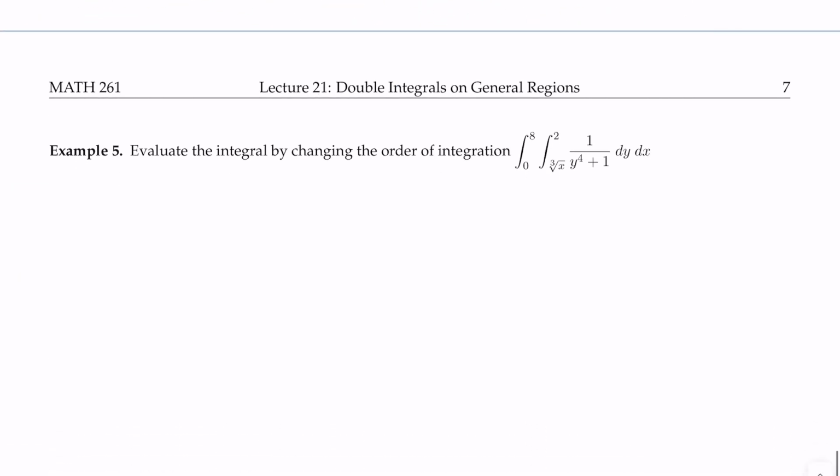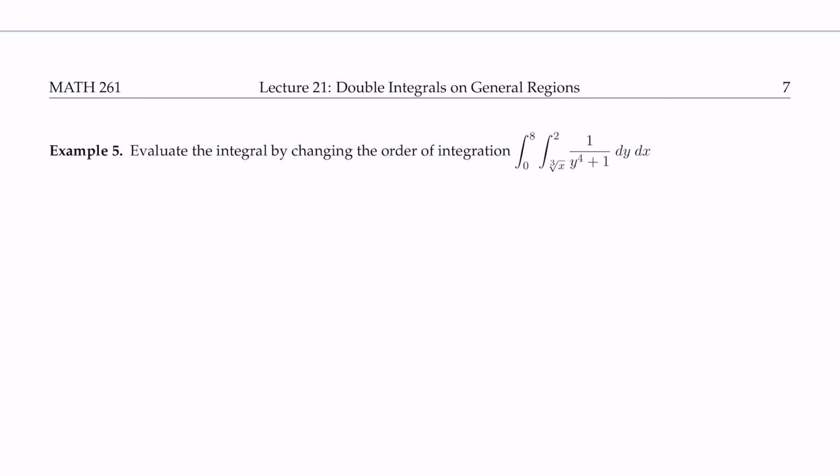Now we're going to move on to the last example of this lecture. In this example, we want to evaluate the integral by changing the order of integrations. So not only do we need to change the order of integration for this problem, we need to evaluate the integral as well. Now let's analyze this double integral for a moment. If you want to evaluate this inner integral with respect to y, you see that this is not an easy or direct integral to find the answer to. So therefore, it's good to switch the order of integrations from dy dx to dx dy.